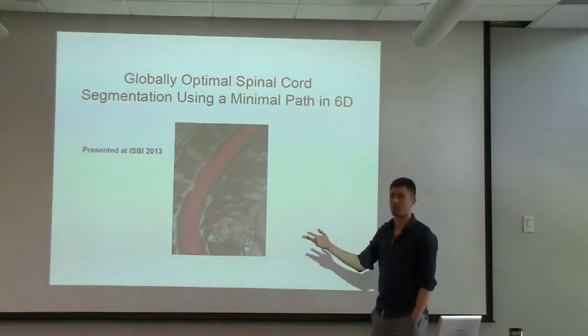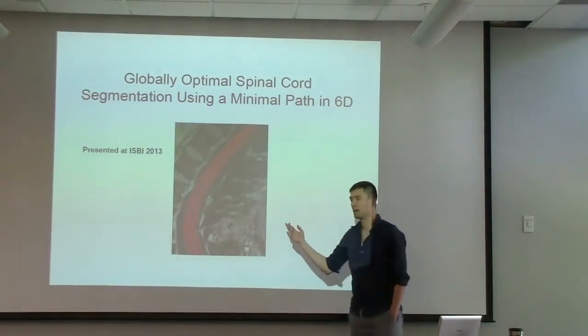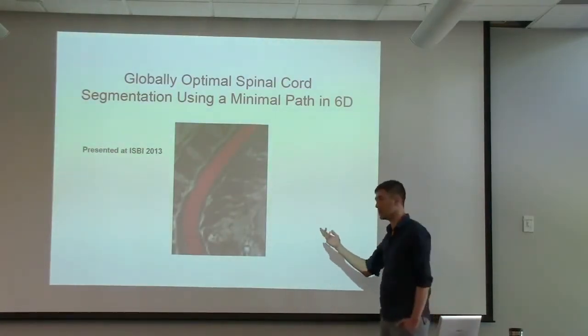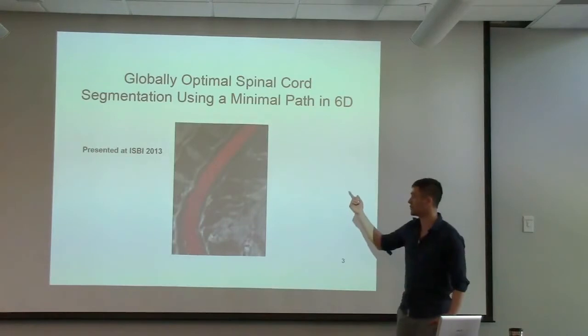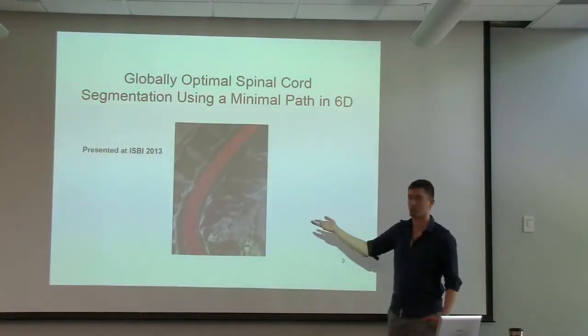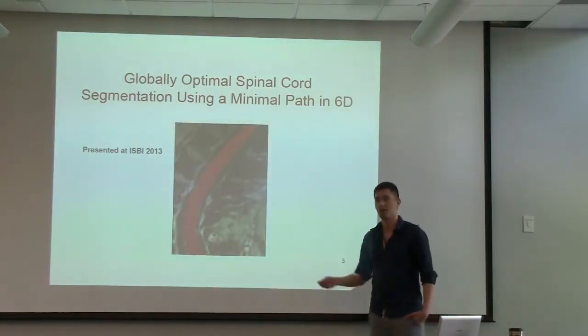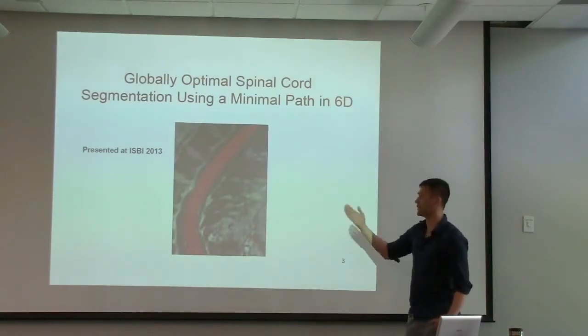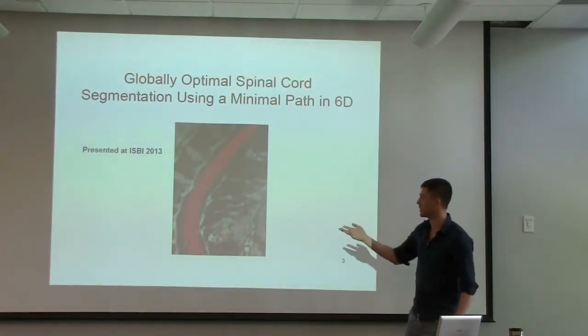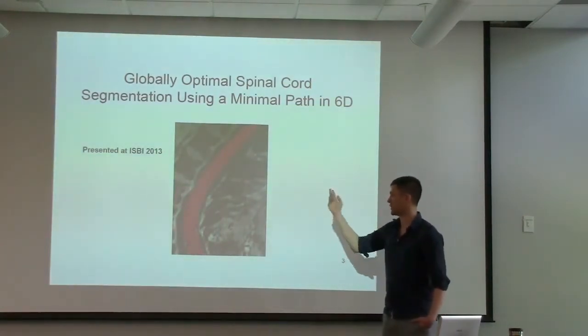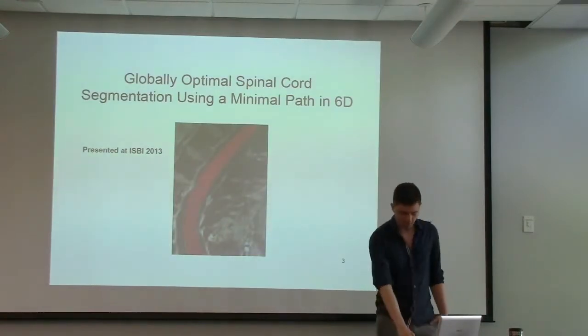Just to make sure that we're all clear what segmentation is, I think of it as a labeling problem, where you have an image with voxels and you want to mark some of those as your object and some of them as background. So here we have the spinal cord marked in red and the background there.